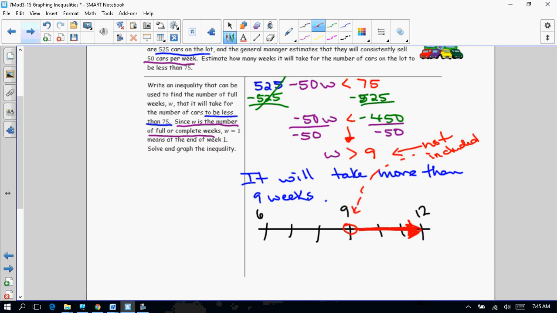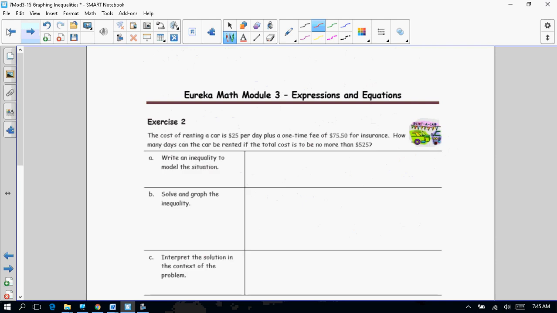Okay, all right, let's go over to the next page. Exercise 2. The cost of renting a car is $25 per day plus a one-time fee of $75.50 for insurance. How many days can the car be rented if the total cost can be no more than $525? No more than $525. So I can spend $525, but not anything more than that.